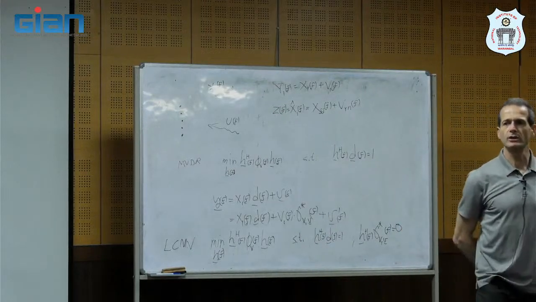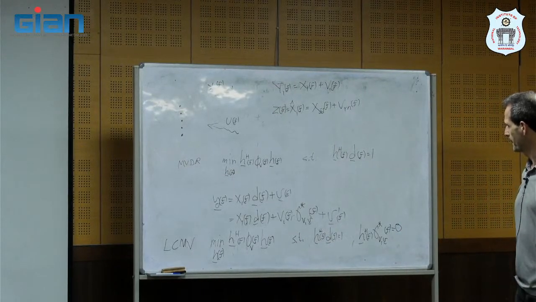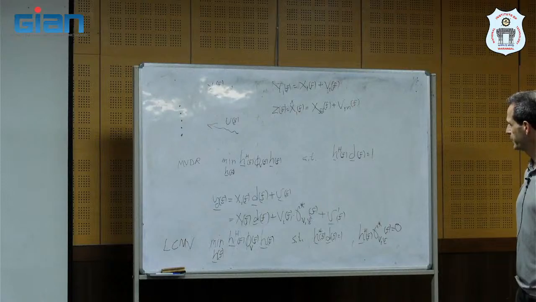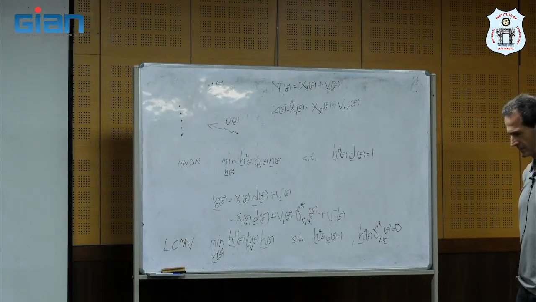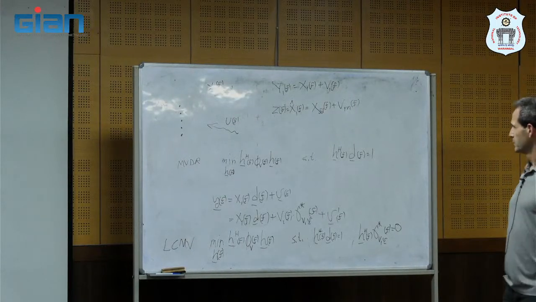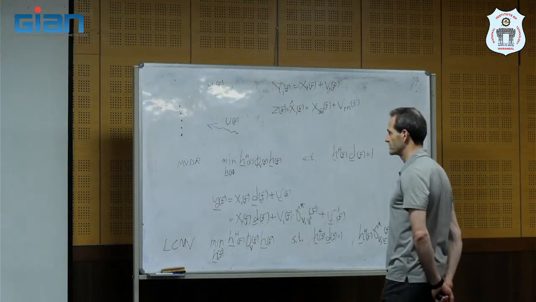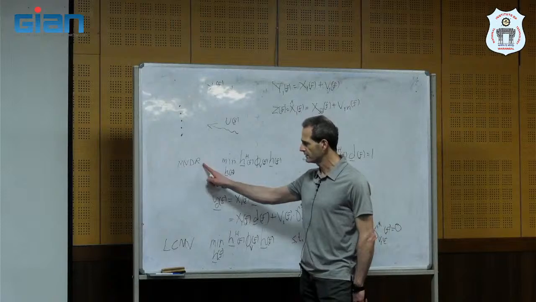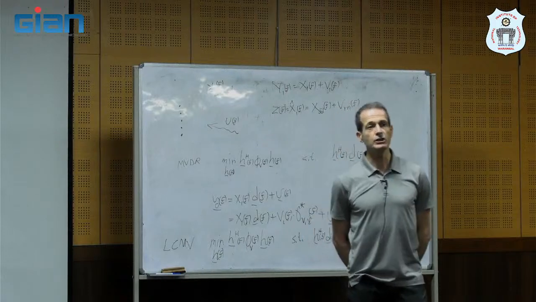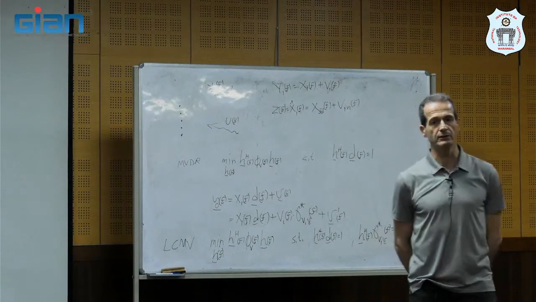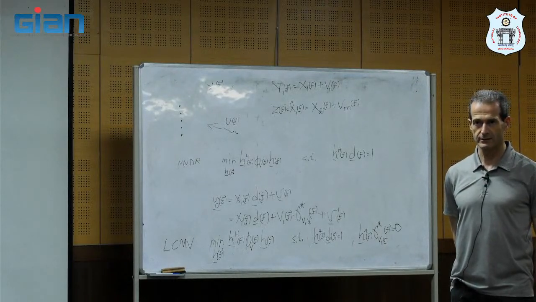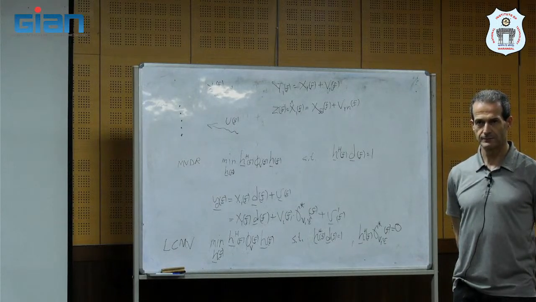But first, I want to ask you a question. Suppose that we compare the narrowband output SNR that is obtained using the MVDR compared to the LCMV. With which method, which filter will we obtain higher output SNR? Okay, think.